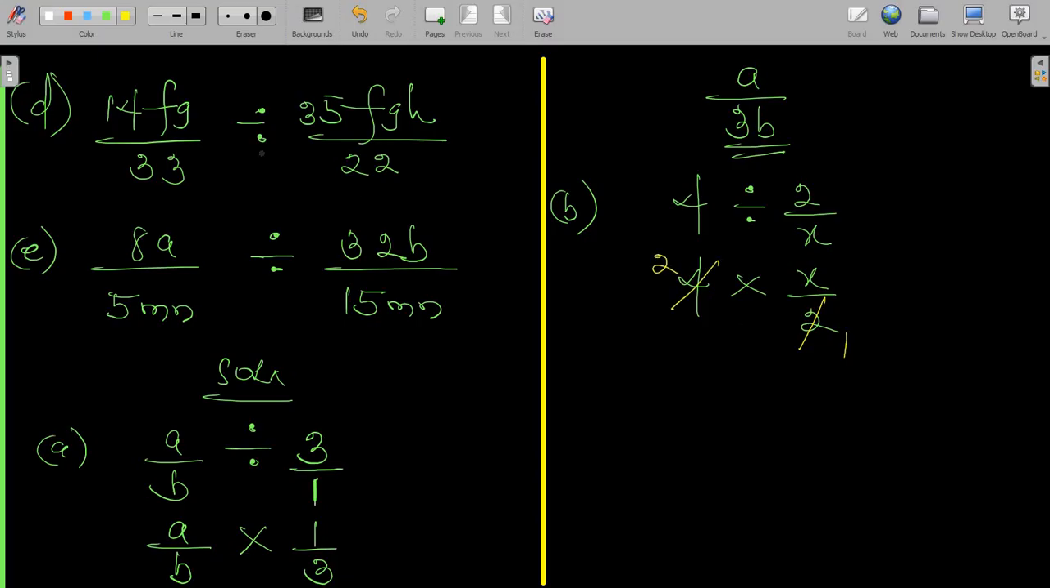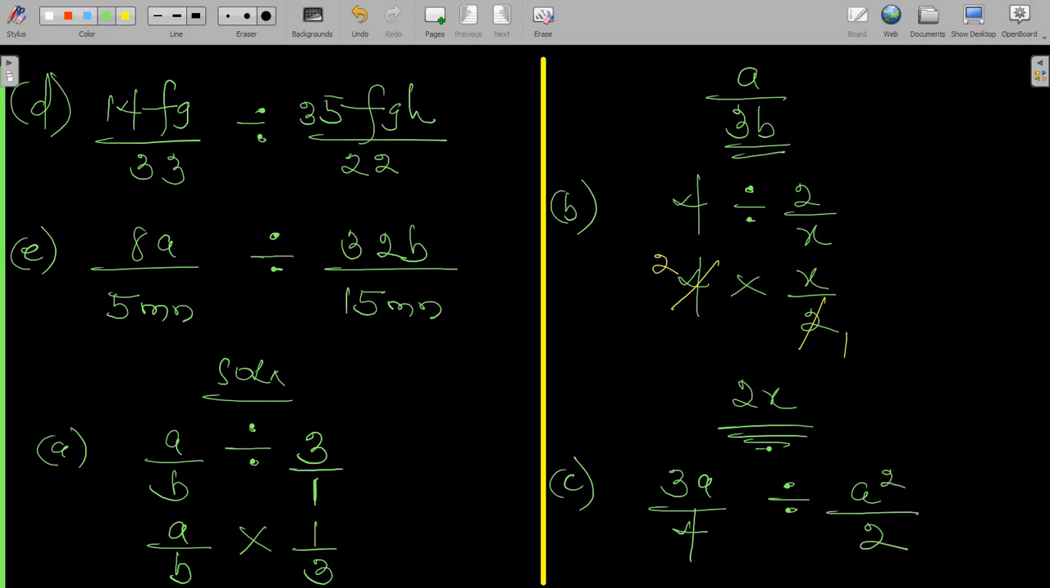We have it to be 2. So our final answer here definitely becomes 2x. And that is the answer to that question. Then the C part of the question, we have it to be 3a divided by a squared all over 2.